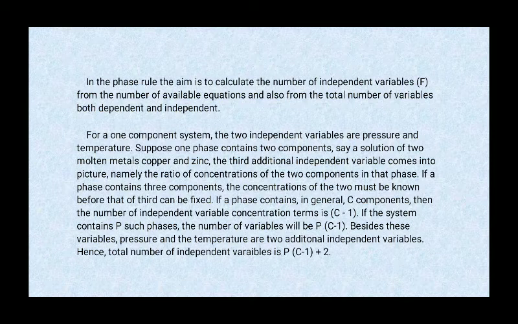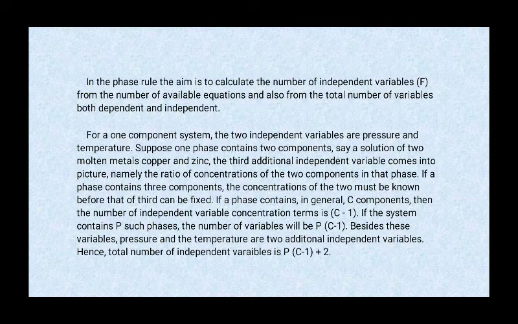For a one component system, the two independent variables are pressure and temperature. Suppose one phase contains two components, say a solution of two molten metals, copper and zinc. The third additional independent variable comes into the picture, namely the ratio of concentration of the two components in that phase. If the phase contains three components, the concentration of two must be known before that of the third can be fixed.